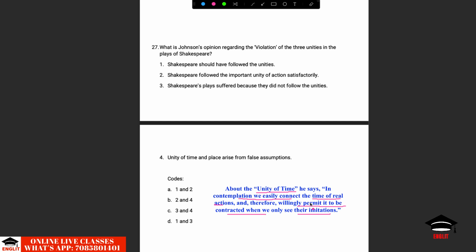So Dr. Johnson did not blame Shakespeare for not following unity of time and unity of place, because he himself does not feel that they are very necessary. The only thing that is necessary is unity of action, and that has been followed by Shakespeare quite satisfactorily.